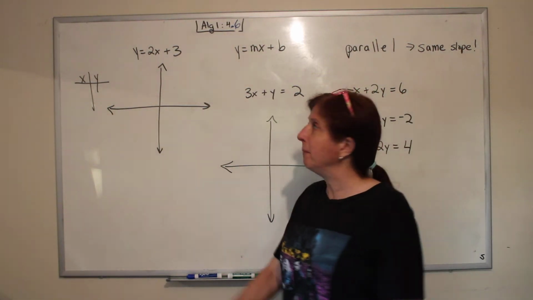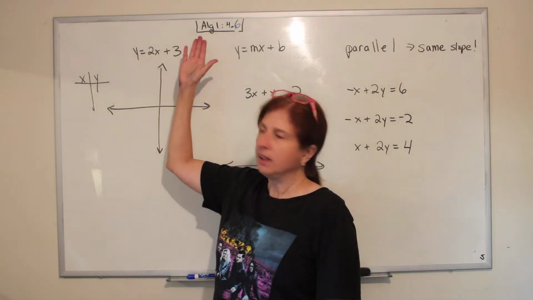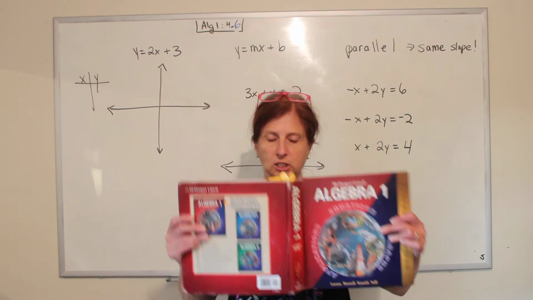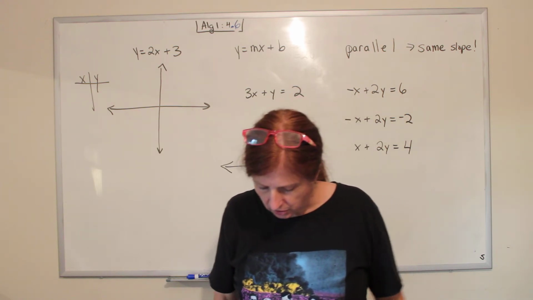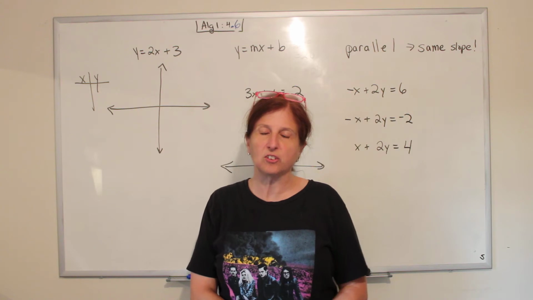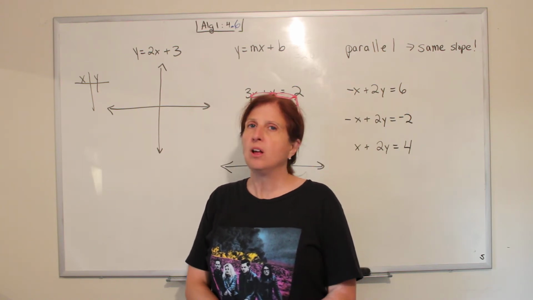Welcome back to Algebra 1, Chapter 4, Section 6. If you have the book, turn to page 241. We're going to talk about quick graphs using slope-intercept form.